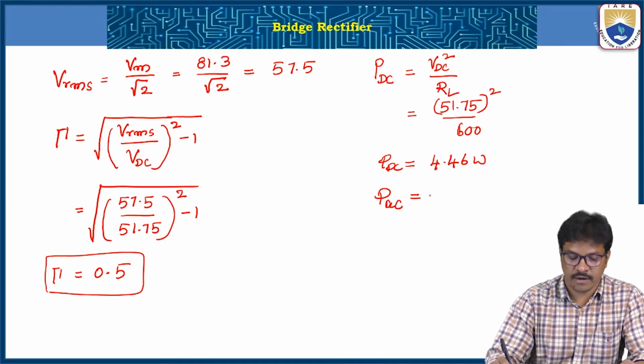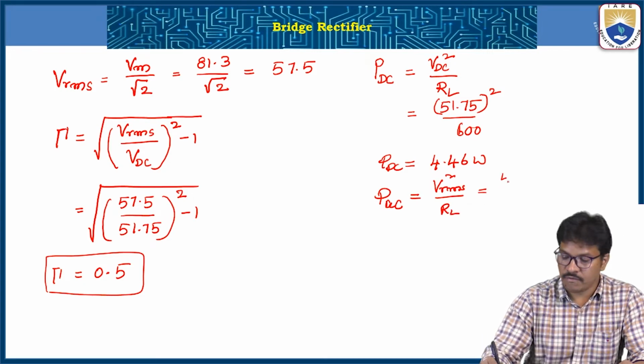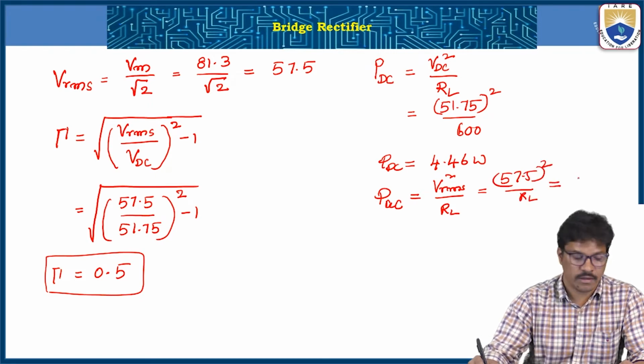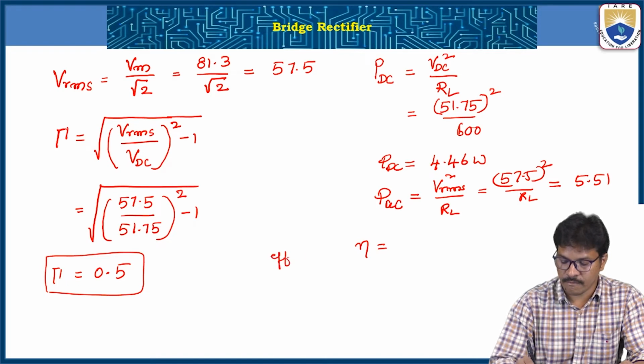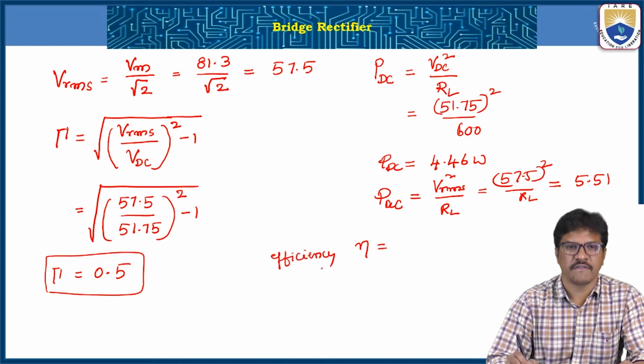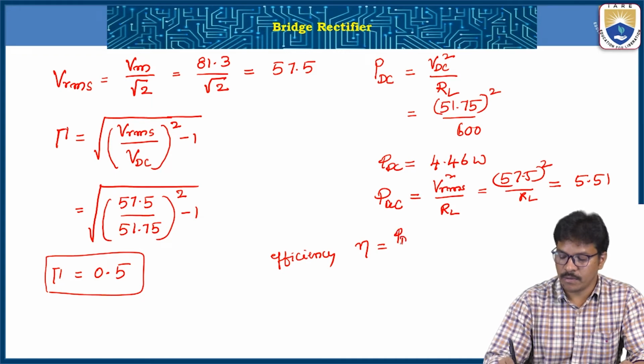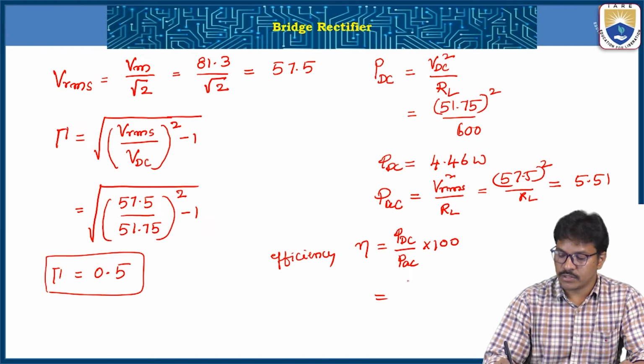PS is nothing but VRMS square divided by RL. You will get 57.5 whole square divided by RL, which gives the answer 5.51. So efficiency eta is equal to PDC by PS into 100, where PS is 5.51.